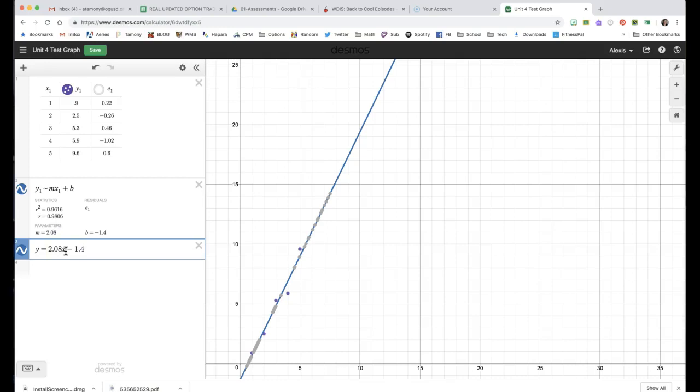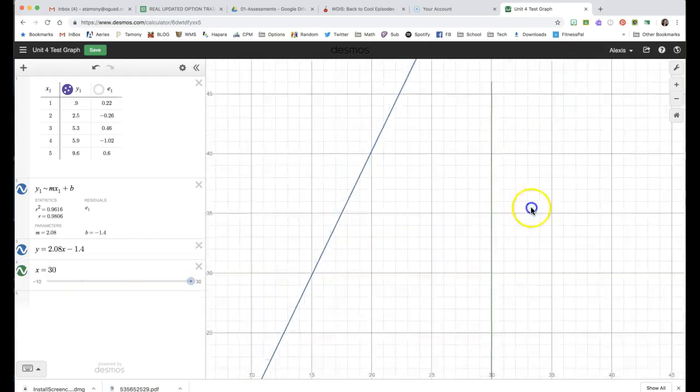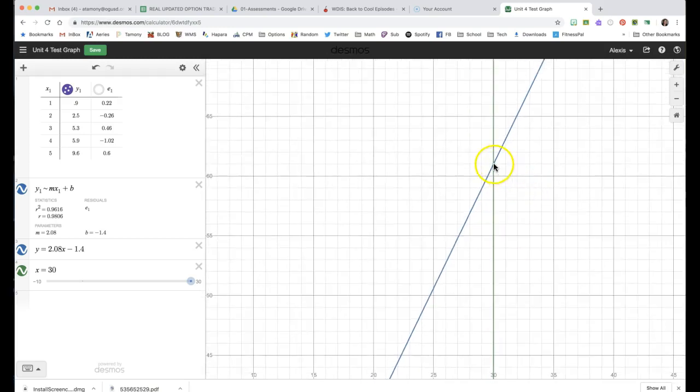Okay, what would be the predicted output using Lenny's model for an input of x equals 30? So I'm going to go down here and type in x equals 30. And then we can see where that intersecting point is. So it looks like it's 61. So for problem B, the output would be 61. The other way you could have done that is just plug 30 in here, 2.08 times 30 minus 1.4, and you also would have gotten 61.